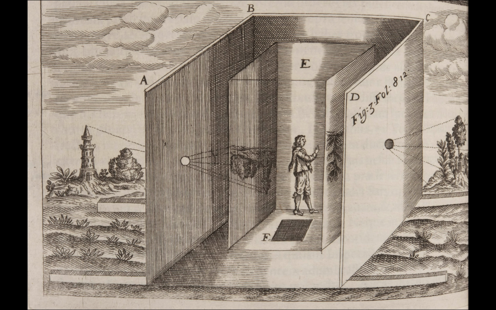So we see inside of this cutaway diagram of the movable or transportable room-sized camera obscura an artist who is using this device to help him get the correct perspective and tonal value of the landscapes outside. So from the very beginning, optics and photography were used heavily by artists.